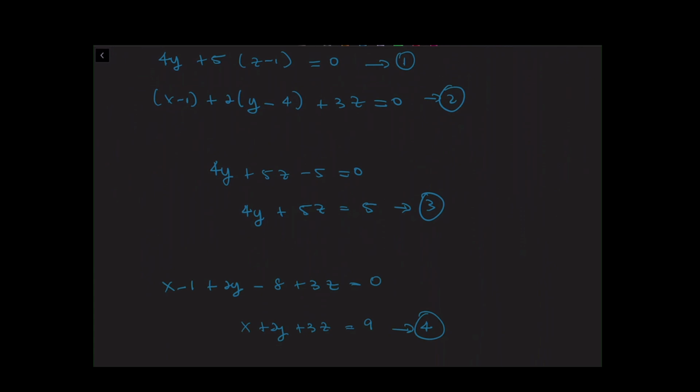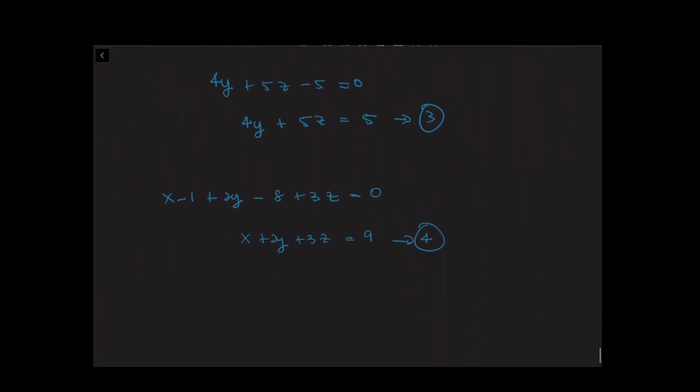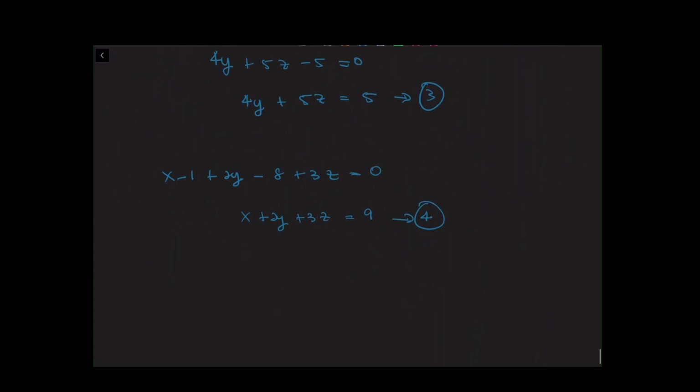So let's do something different from the last time. I'm going to let z be equal to a convenient value of 1. So let z be equal to 1 and put that into equation number 3. I only put it in equation number 3 because we have fewer terms, right? Equation number 4 has x, y, and z, but equation number 3 only has y and z.